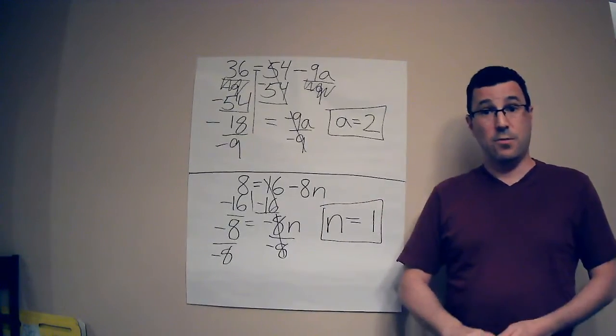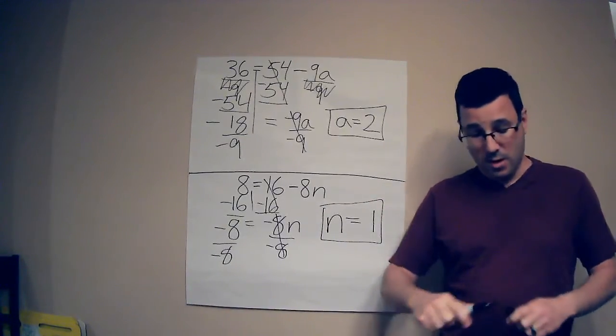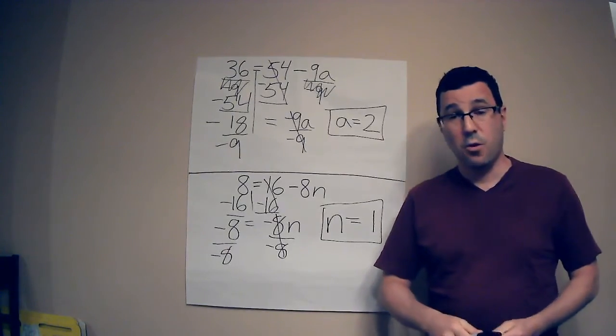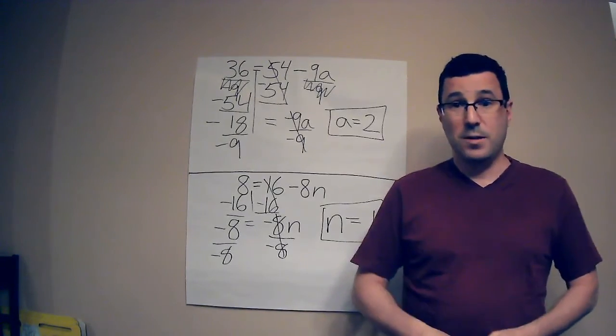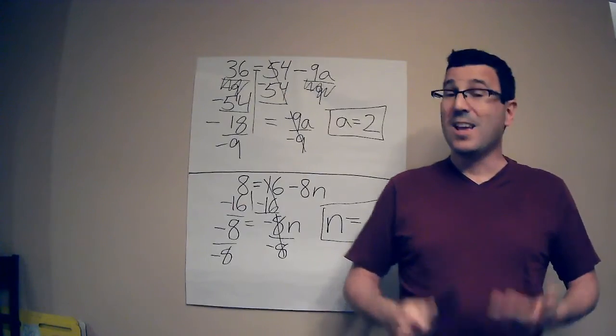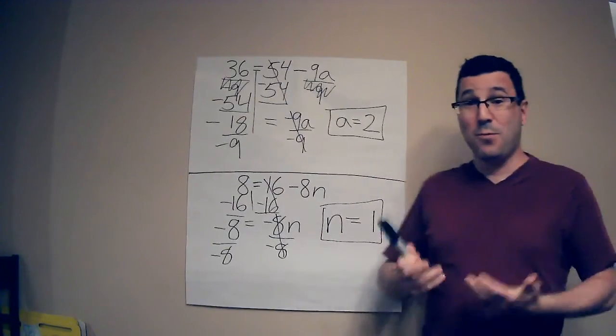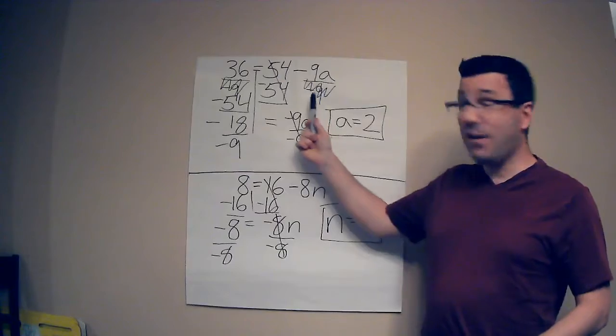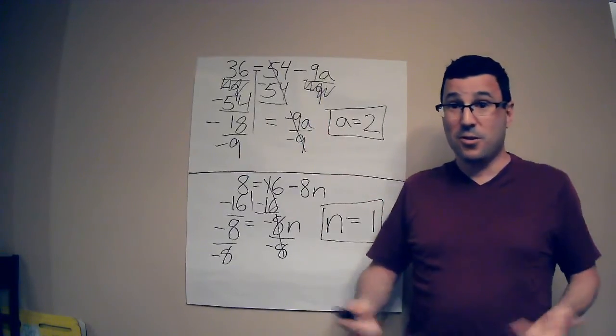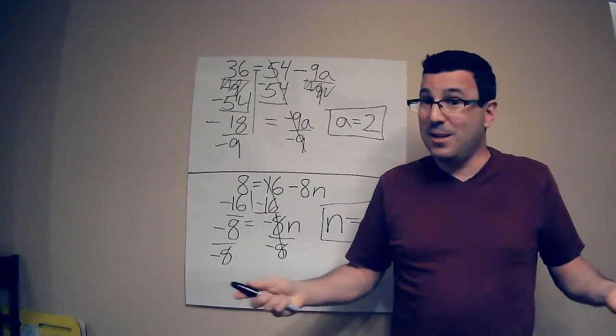So that's how we do two-step equations. I hope this was helpful. I hope that it allows you to be successful with solving two-step equations. I hope it also allows you to see that even people who know how to do math, every once in a while are going to make mistakes. So it happens. It's human.